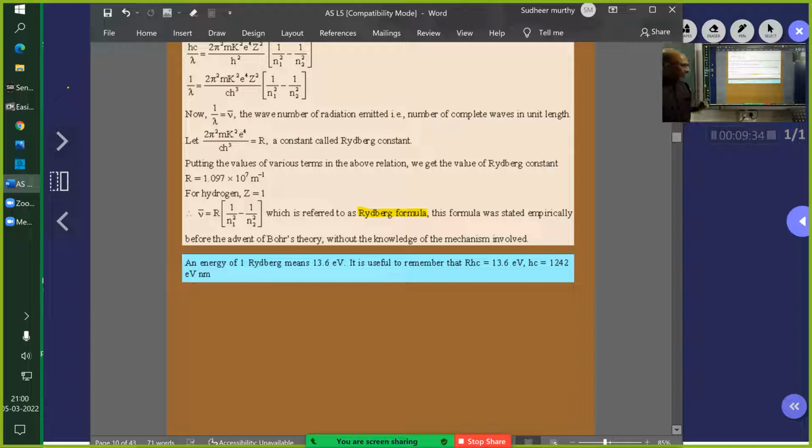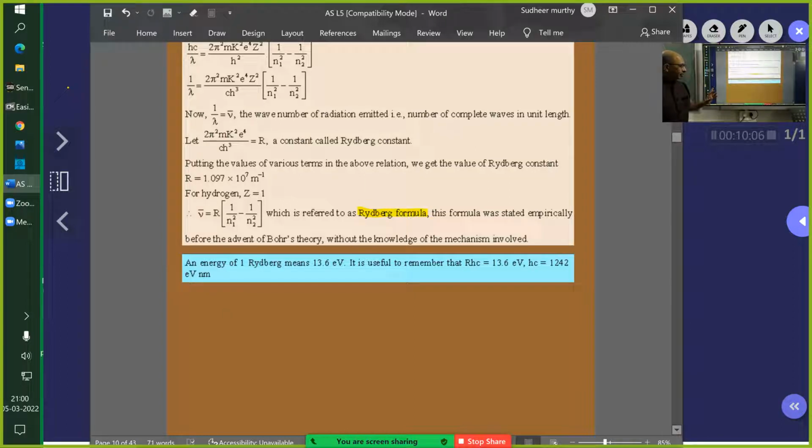As I told you in the last class also, the examiners can play around with the units. If they want to create a lot of interest in the problem, or if they want to complicate it, if they want to really twist it, one of the ways to twist it is in these units. 1 Rydberg means 13.6 electron volt. Rydberg into hc is equal to 13.6 electron volt, and hc is equal to 1242 electron volt nanometer.